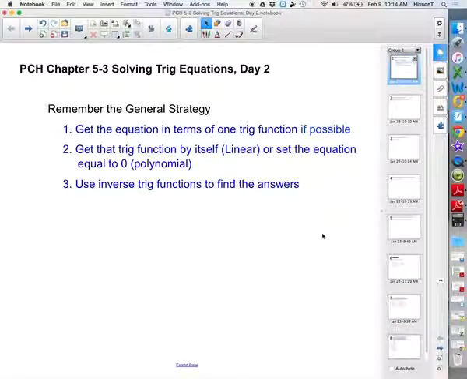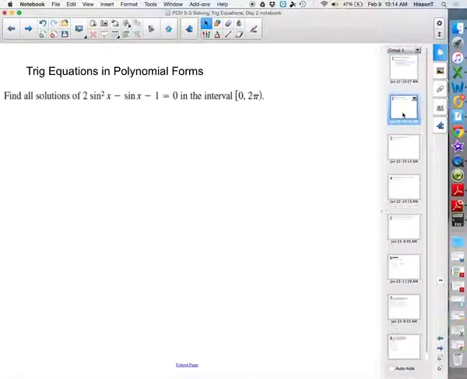Alright, so looking at a couple examples here. First of all, let's start with one that's in a polynomial form. Here we want the solutions to 2 sine squared of x minus sine of x minus 1 equals 0 in the interval from 0 up to 2 pi. So we have this polynomial form.